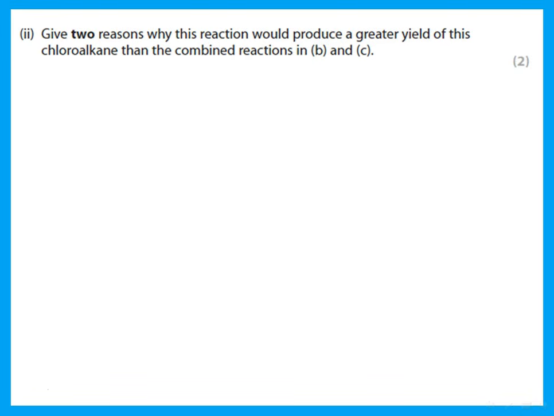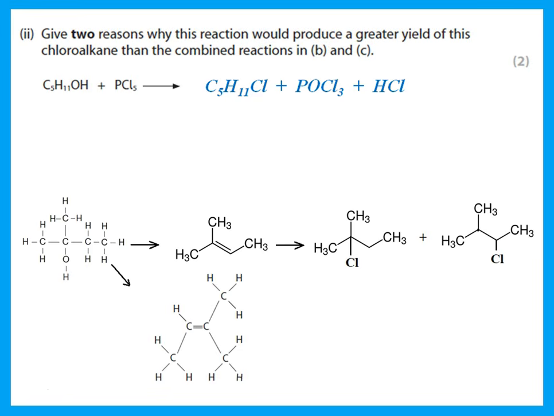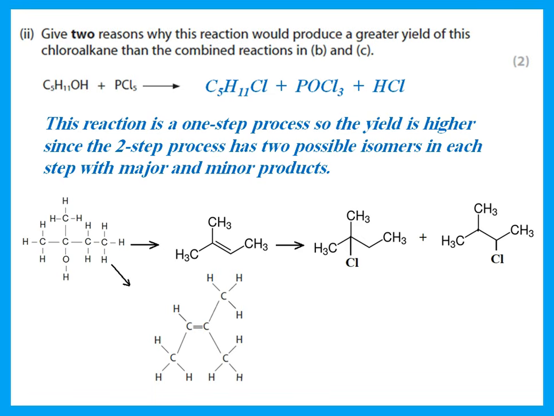Okay, give two reasons why this reaction would produce a greater yield of chloroalkane than the combined reactions in B and C. So this is the reaction he's talking about, in which we're trying to just remove the OH and put a Cl, or the other one in which we had the 2-methyl-2-butanol, and we removed the water to form alkenes, and then we added HCl to form the chloro compound. As we can see, this other reaction with the PCl5 is a one-step process.